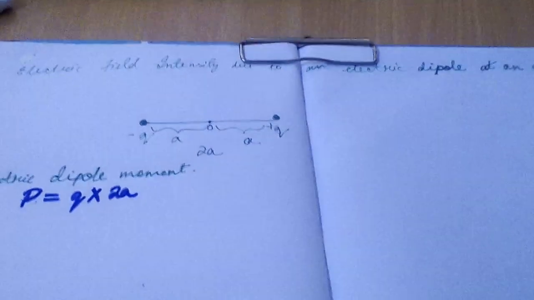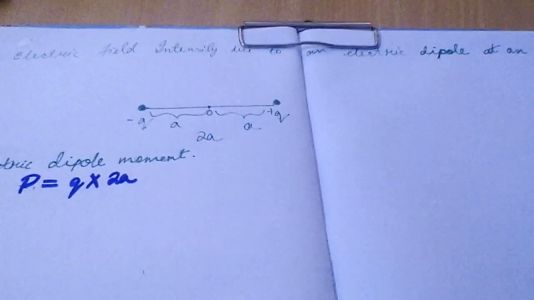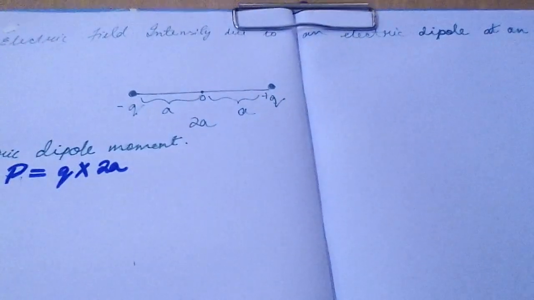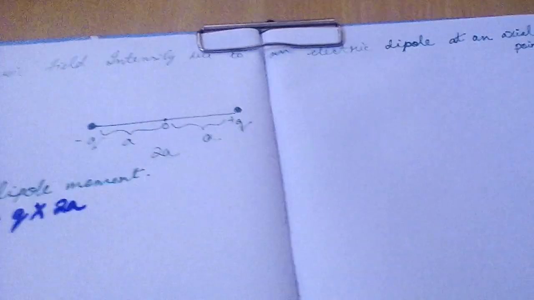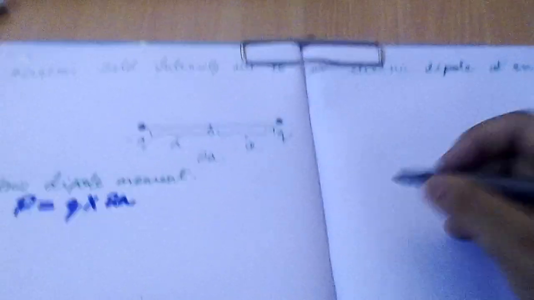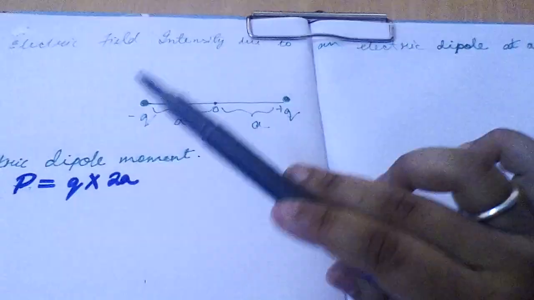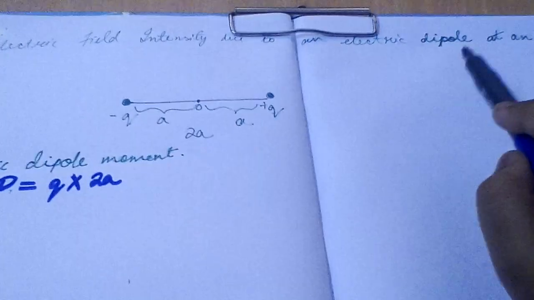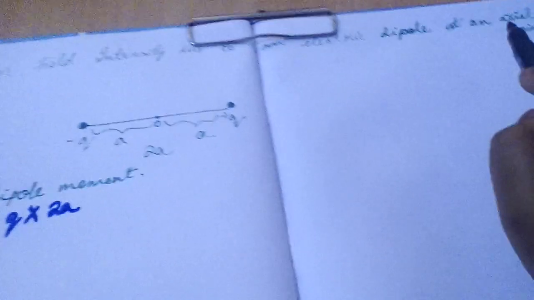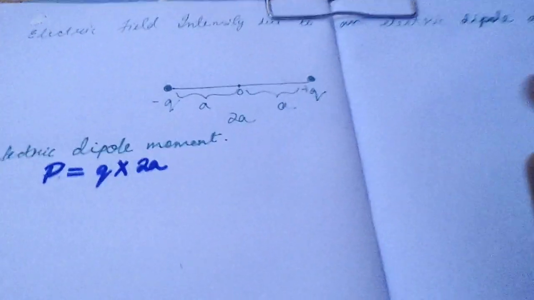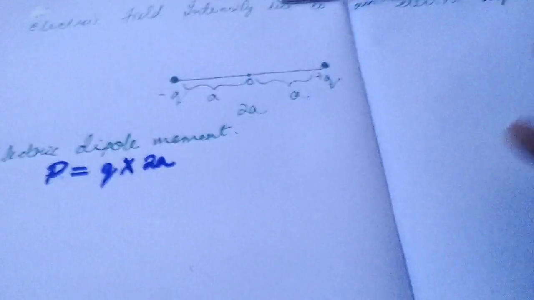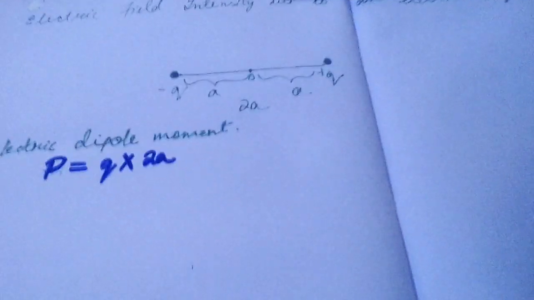Good morning, everyone. Today we are going to study electric field intensity due to an electric dipole at an axial point. I repeat, electric field intensity due to an electric dipole at an axial point. Now, before going through the derivation, let us first revise what an electric dipole is.